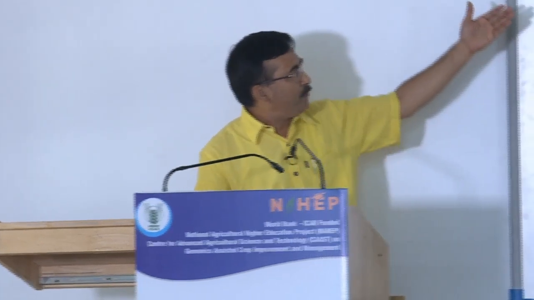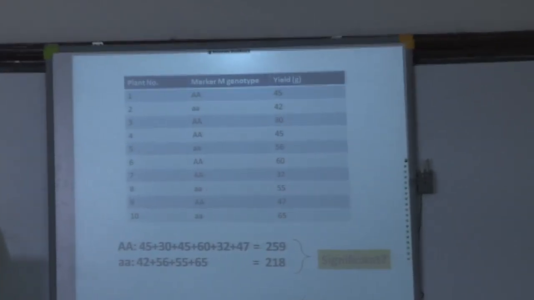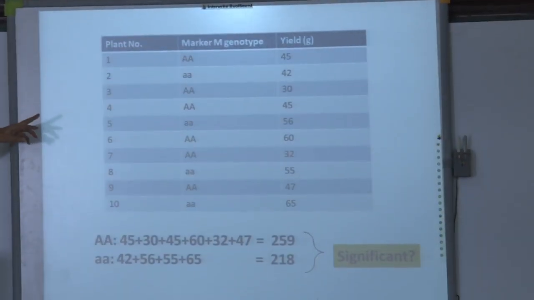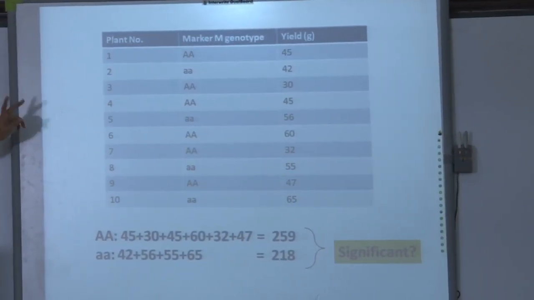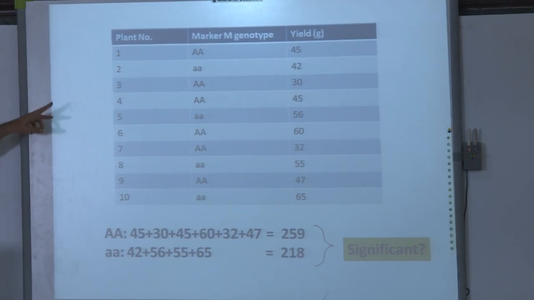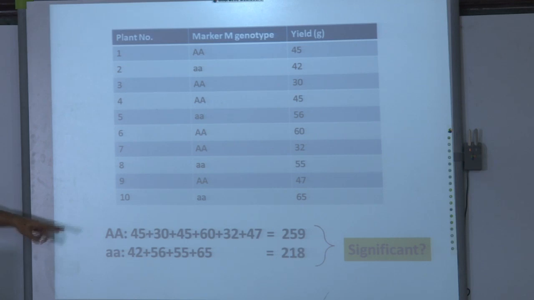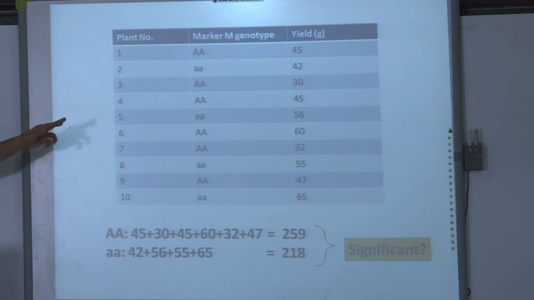Let us see an example, then it will be easy for us. Say these are my 10 plants. I have genotyped them with the marker M. Plant number 1 genotype is capital A, plant number 2 is small a, and so on. Accordingly you have the phenotypic data. If this is yield, then for plant number 1, 45 gram is the yield, and plant number 2, 42 gram. That way you have the yield data.